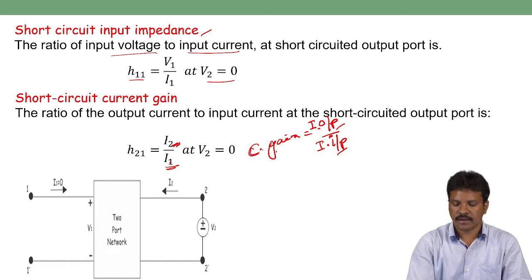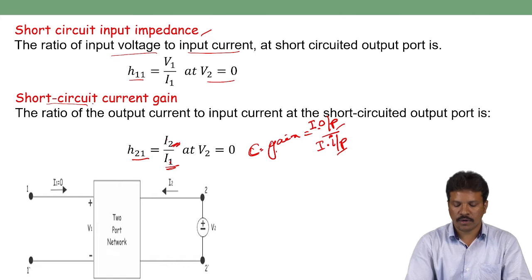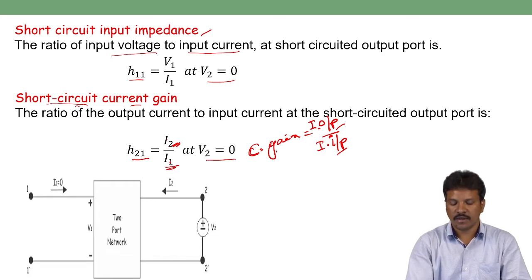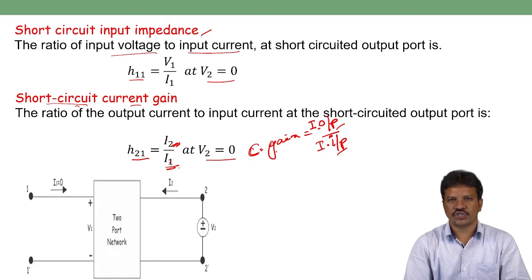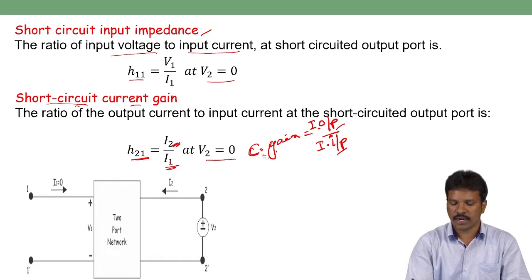So current gain. H21 is called short circuit current gain. Why is it called short circuit? Because the output port is 0 or shorted, and then the ratio of I2 by I1, which is called current gain, is the short circuit current gain. H21 is called short circuit current gain.